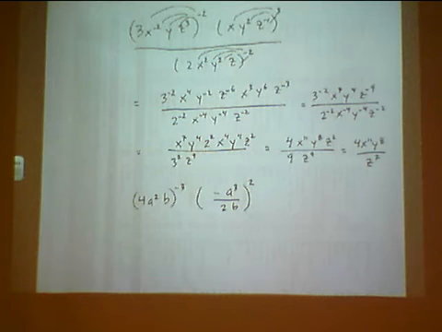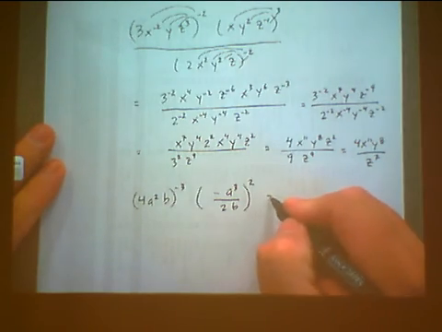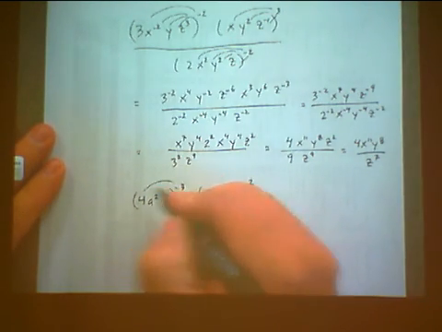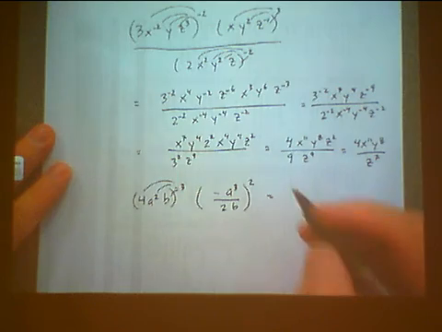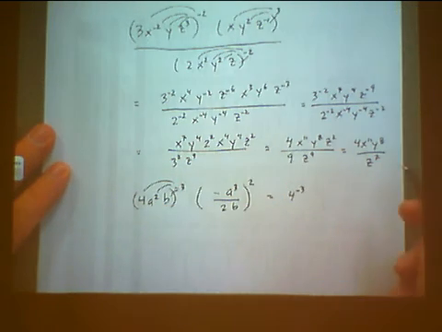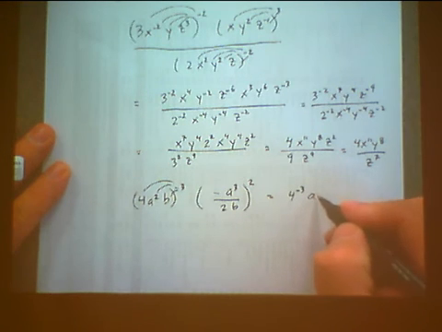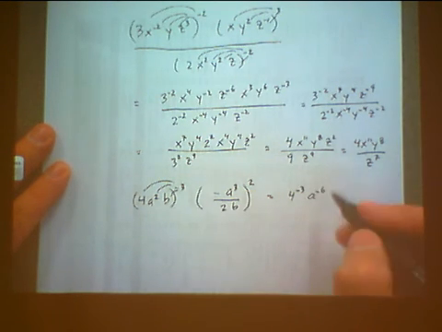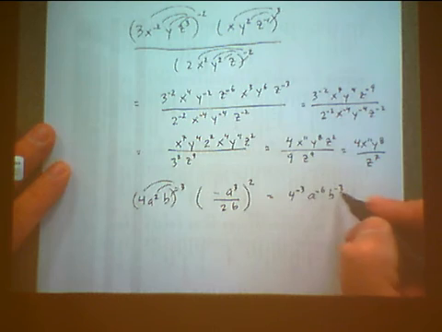So let's go ahead and start it. I'm going to go ahead and apply the power rule to get rid of these parentheses. So once again, the minus 3 gets applied to all the factors inside. So 4 to the minus 3. A squared raised to the minus 3 power becomes a to the minus 6. And then b to the minus 3.